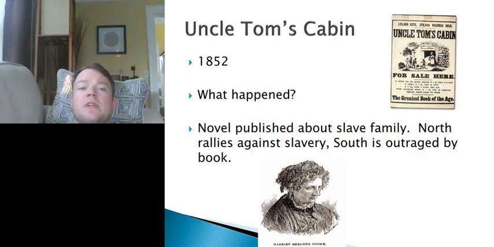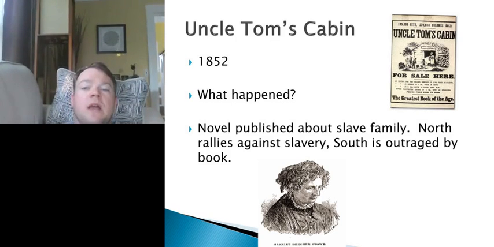Uncle Tom's Cabin is written in 1852. It is a novel that is written by Harriet Beecher Stowe. It is a novel published about a slave family. It is fictional, but it's kind of one of those stories that is based on true events. It's going to be one of those stories that the North reads, and it's going to be a rallying cry against slavery because it talks a lot about issues of slavery. There's families being sold. There's issues of abuse and whipping and things like that.